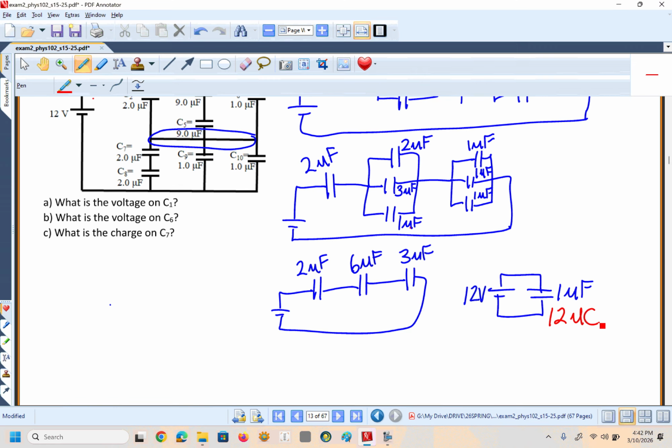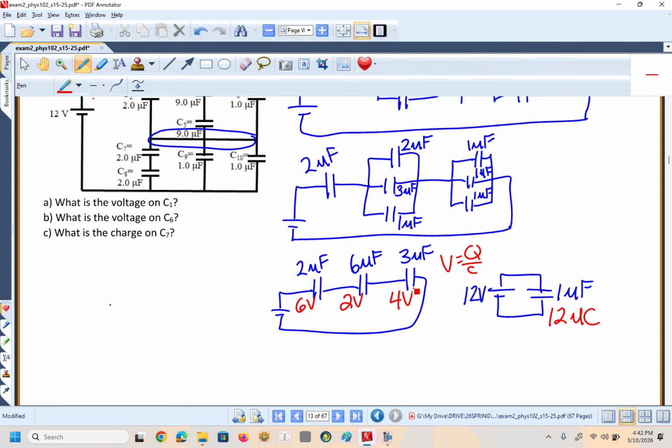So they all have the same charge, and I know that V is equal to Q divided by C. So if they all have 12, that means 12 divided by 2 is 6, 12 divided by 6 is 2, and 12 divided by 3 is 4. 6, 2, and 4 volts. I can just double check that. I know that 6 plus 2 plus 4 is equal to 12.